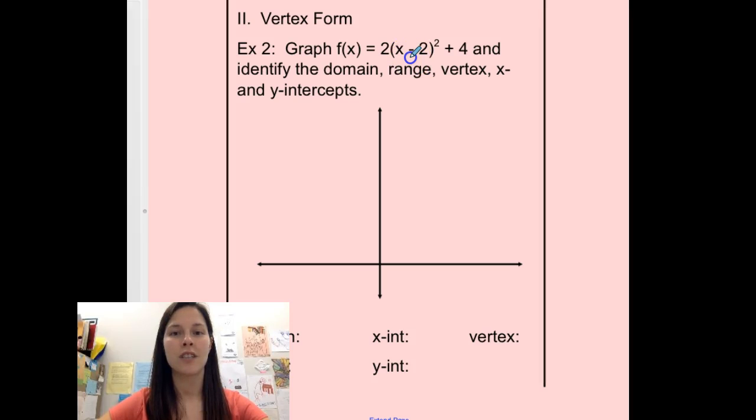Next, let's look at a transformation in vertex form. So we can identify the vertex from our equation. Remember, this is inside the parentheses, so it's not normal. Instead of a -2, it will be a +2. Here's the y-coordinate of our vertex. It's outside the parentheses, so it is normal, so it will be 4. We'll check that answer with our graph once we get that sketched.